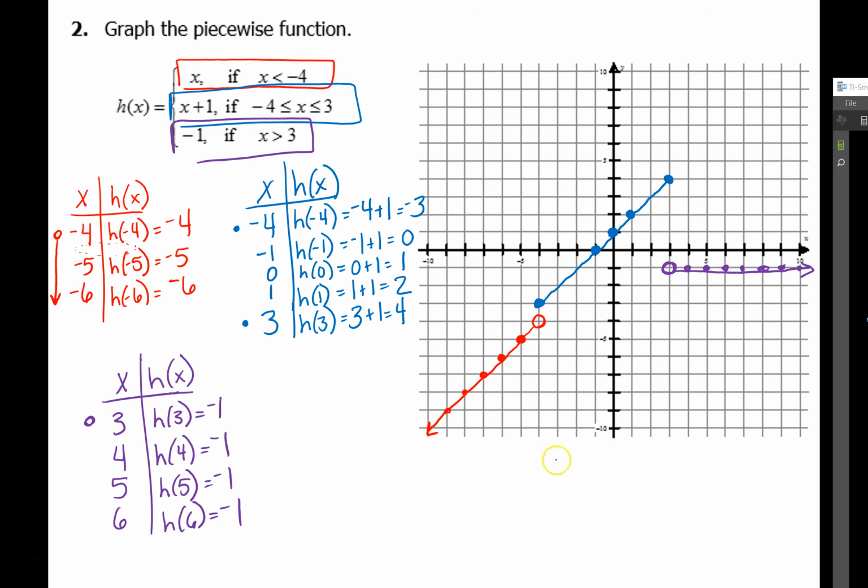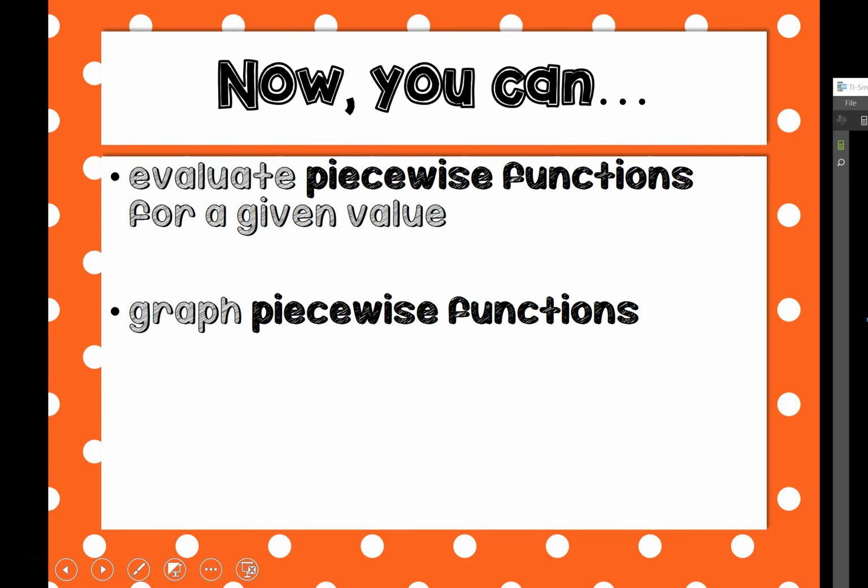This then is the full graph for graphing this piecewise function, h of x. You can see that there are 3 pieces, the red one, the blue one, and the purple one, that are all components that make up this one picture or one graph for this piecewise function. So with all of that, you now can evaluate piecewise functions by plugging in the domain values, and then you can graph those piecewise functions by doing a table of evaluating points or domain values and then getting the y values so you can graph. Go ahead and try the Now You Try problem now.